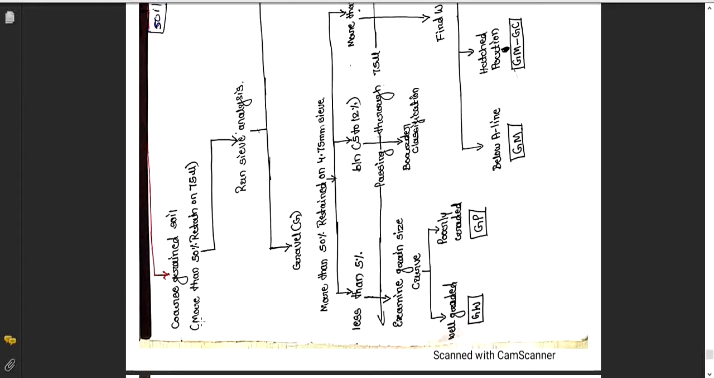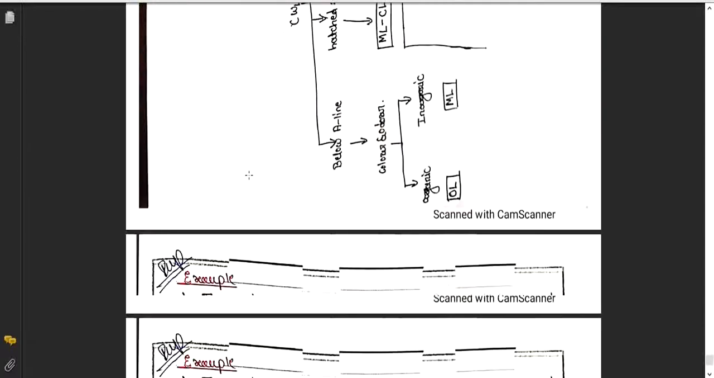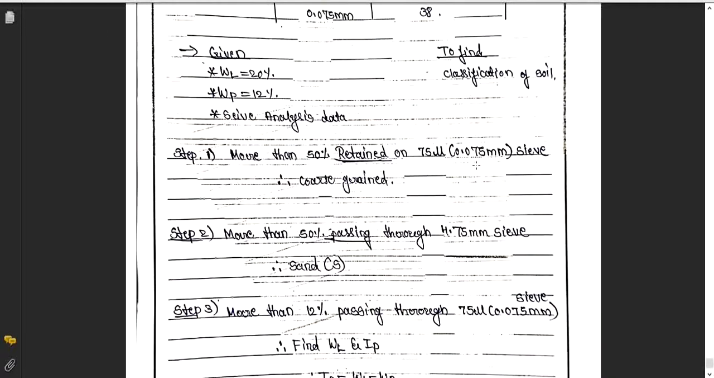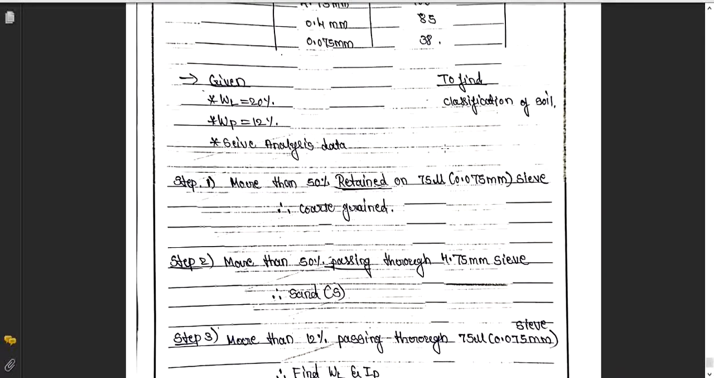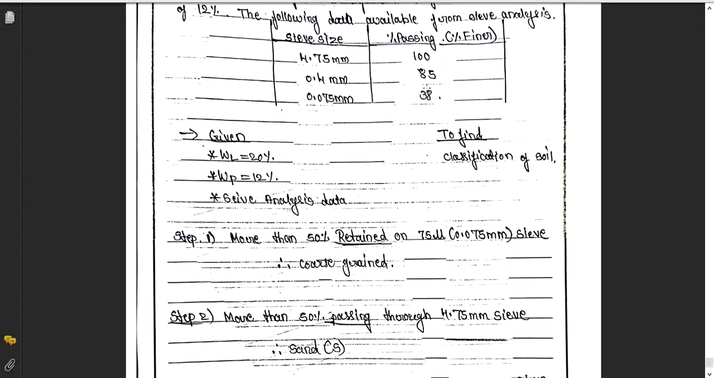So how are we going to classify it as coarse or fine? It is called coarse when more than 50% is retained on the 75 micron sieve. So you can see, is more than 50% retained on the 75 micron sieve? Yes, because 75 micron means 0.075 mm. You have to convert micron to mm. If you want to convert from micron to mm, micron divided by 1000 gives us the value in mm.